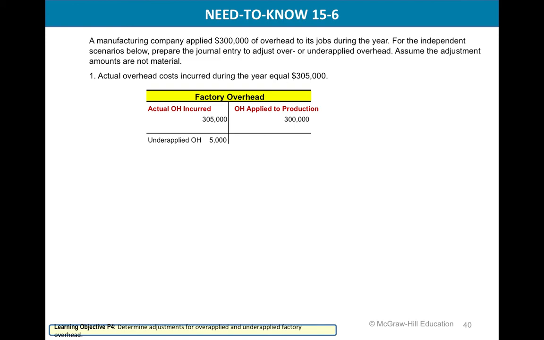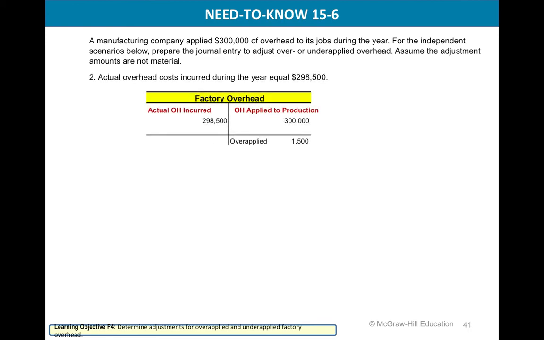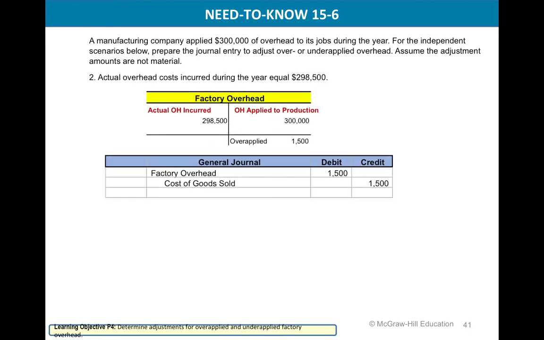We see overhead here has a $5,000 balance. There's a debit balance that's underapplied. We didn't apply enough, so you have to get rid of it. You want to credit factory overhead to get rid of it, make it zero. You want to debit cost of goods sold. Now for a credit balance, do the opposite. You want to debit factory overhead and credit cost of goods sold.